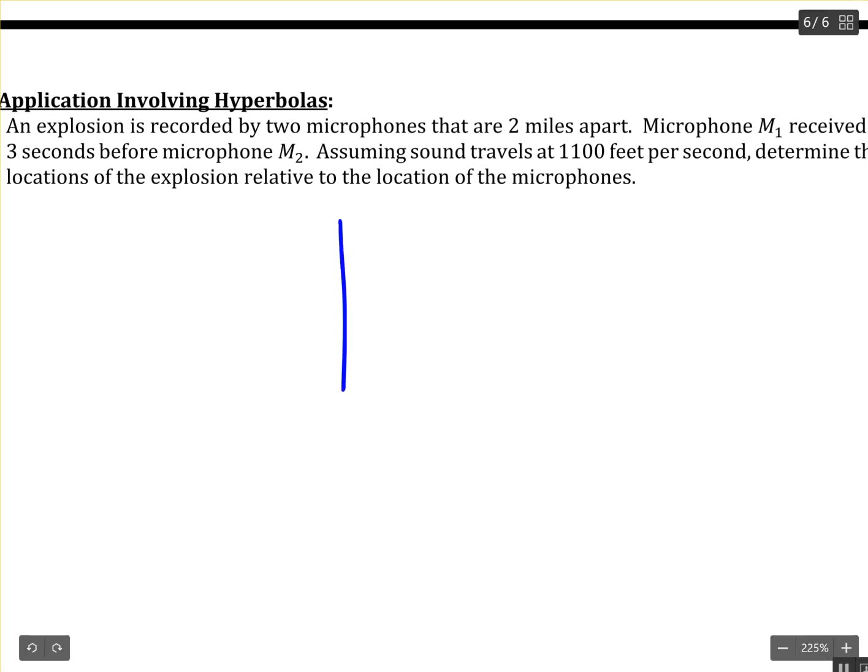So we got 2 microphones. Let's just say that this is 5,280 and negative 5,280. All right, because they're 2 miles apart, so 1 mile. If we place it where the center is on the origin, we're going 1 mile to the right, 1 mile to the left. 5,280 feet in a mile. Okay, so microphone M, let's just say it doesn't really matter. Let's call this one M1. Let's call this one M2.